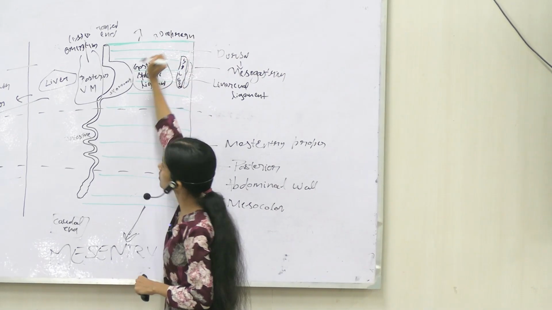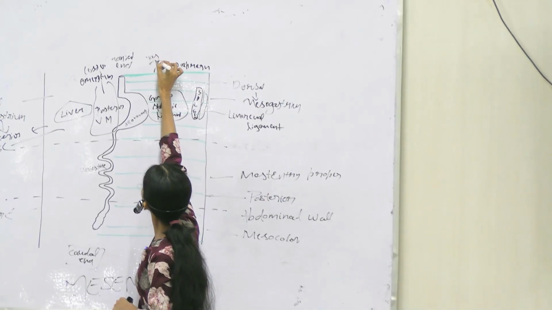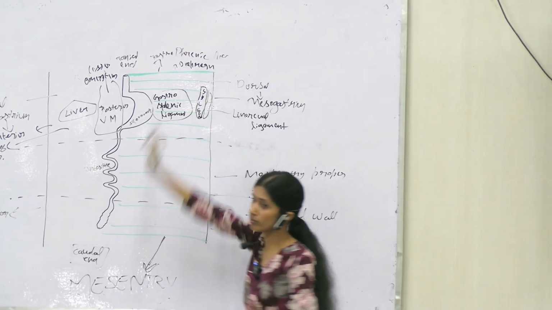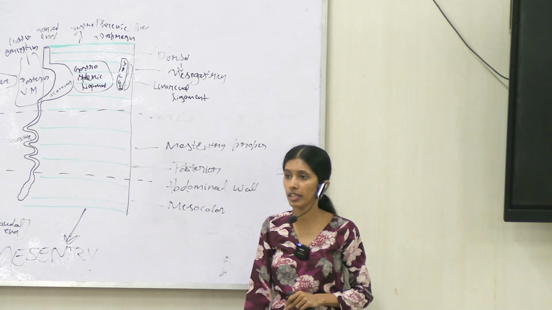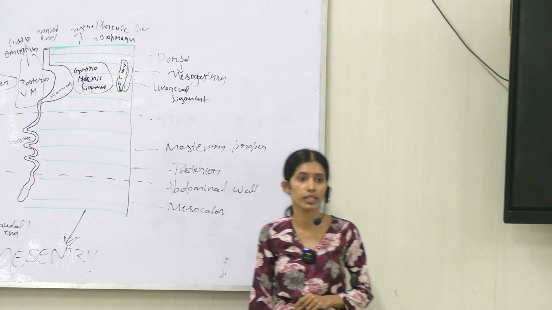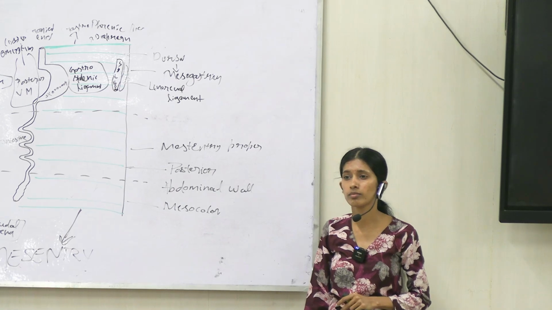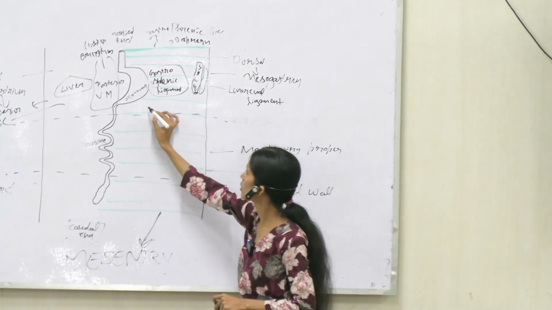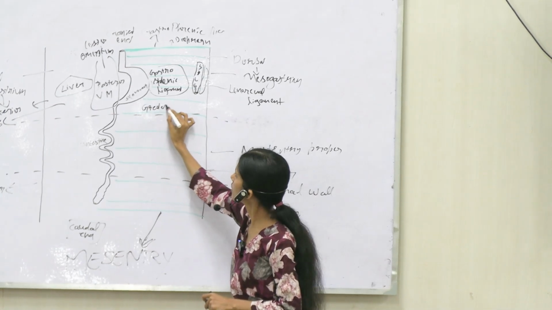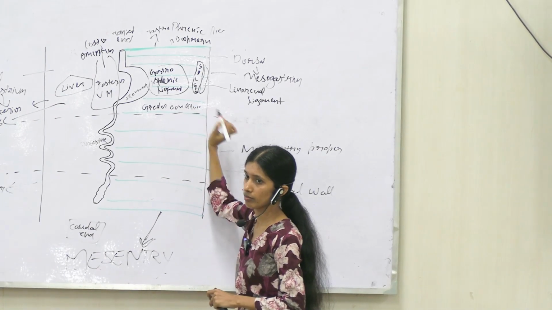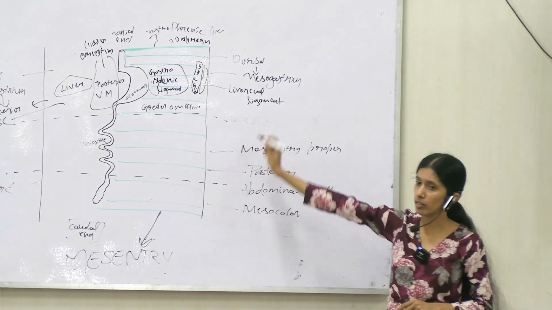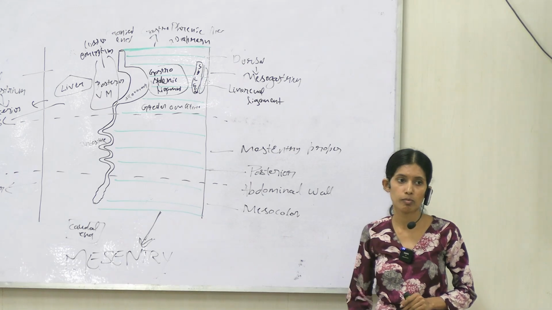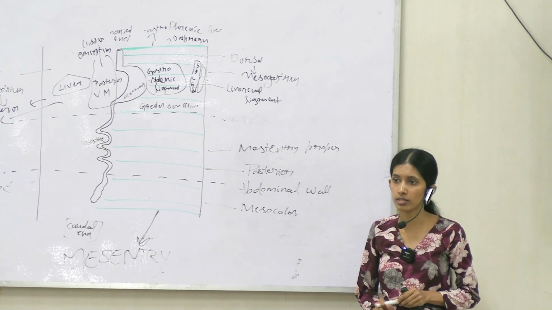So this is the gastrophrenic ligament. The last one is the greater omentum. Where can we see the greater omentum? Greater curvature. So can I say this is the greater curvature of your stomach? So here we can see the greater omentum. So these are the derivatives we see from the dorsal mesogastrium. Any doubts in this?